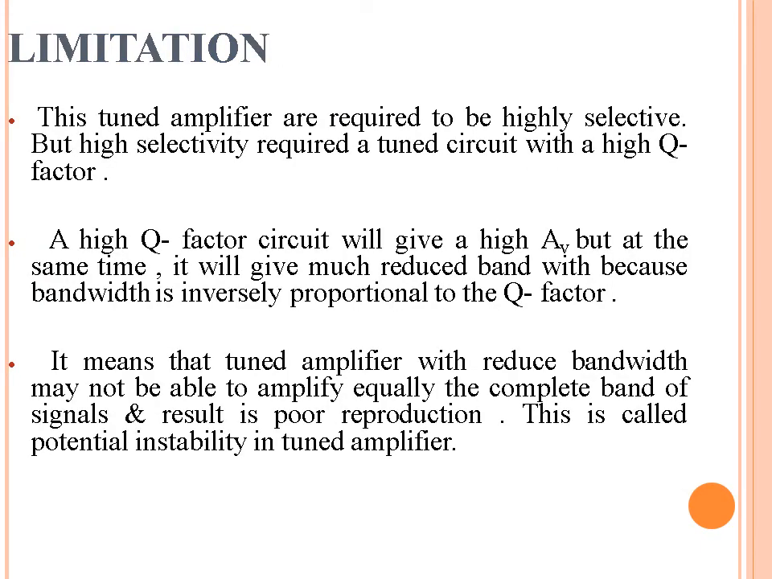The limitation of this circuit is that it requires high selectivity, and a highly selective circuit requires a tuned circuit with a high Q factor. A high Q factor circuit will give a high voltage gain, but at the same time it will give much reduced bandwidth, because bandwidth is inversely proportional to the Q factor. It means that a tuned amplifier with reduced bandwidth may not be able to amplify the complete band of signal equally, and the result is poor reproduction. This is called potential instability in the tuned amplifier.